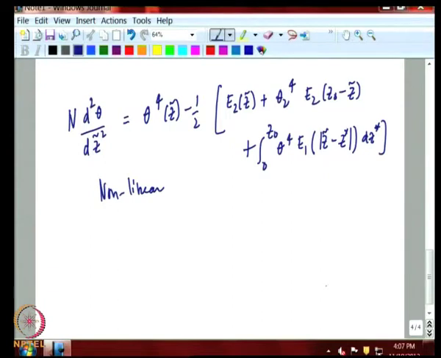So, we have two main parameters, z 0 and n, which is the ratio of conduction to radiation. We also have a third parameter, which is theta 2, which is T2 by T1.